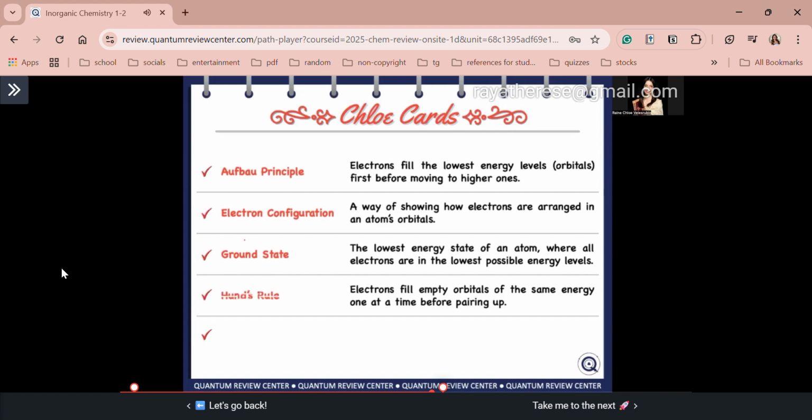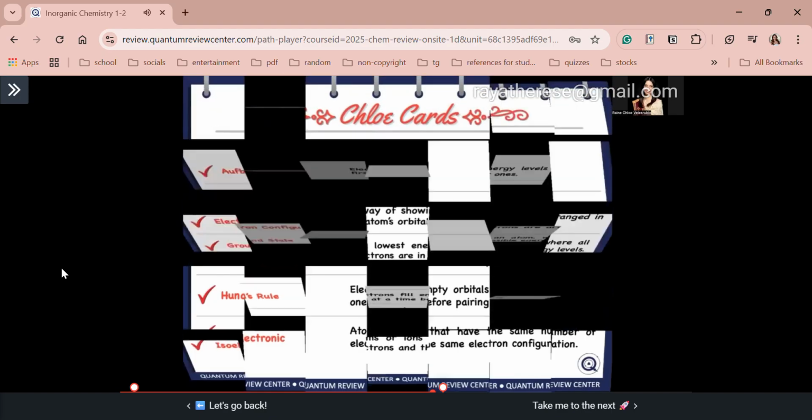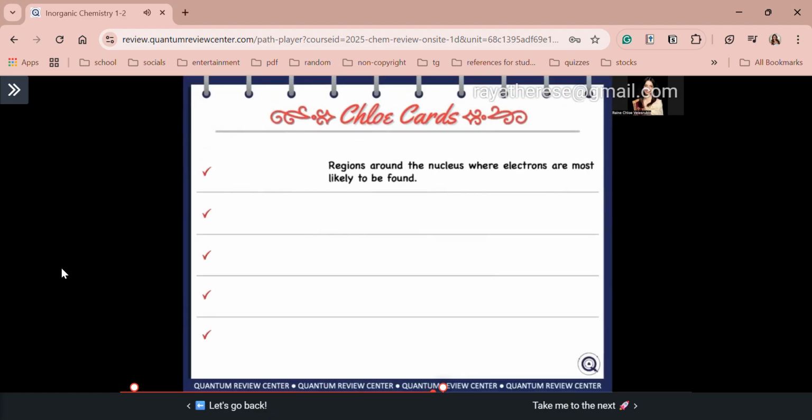Anong tawag dyan, guys? Ulit? Tama, Hund's rule. Okay? Atoms or ions that have the same number of electrons and the same electron configuration. Tawag dyan, guys. Isoelectronic. Next. Regions around the nucleus where electrons are most likely to be found.